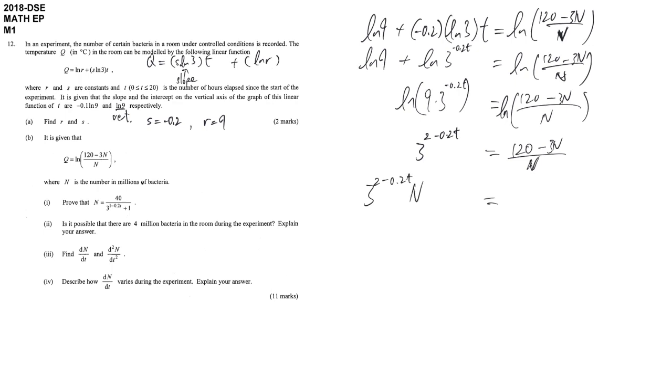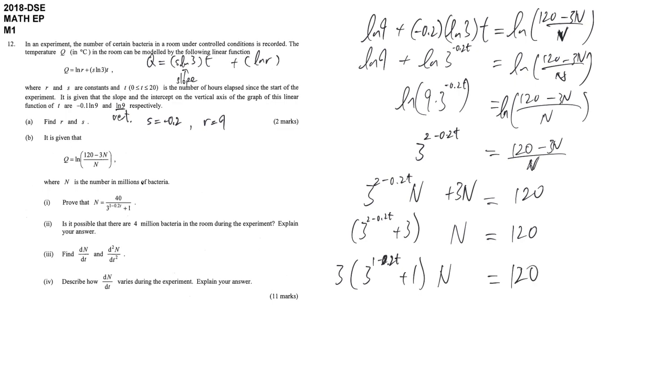This is the amount of n, and then we group all n terms together. Extract n, we have 3 power 2 minus 0.2t, and we have positive 3 here. But both terms have the factor 3, so we should extract 3 also. So power of 1 is left. That's why when we divide both sides by 3 and those items, it will become 40.